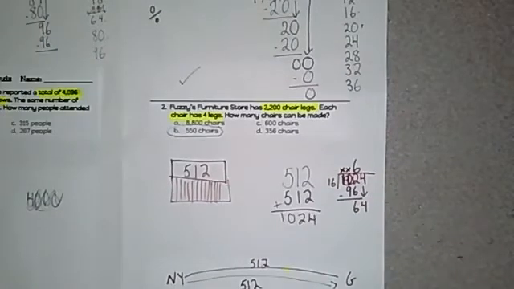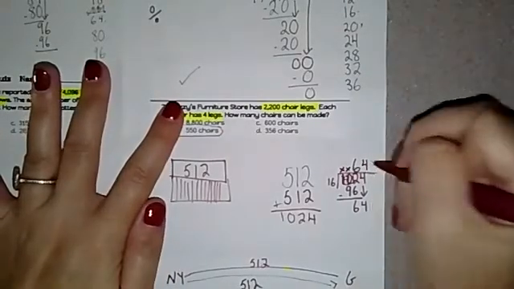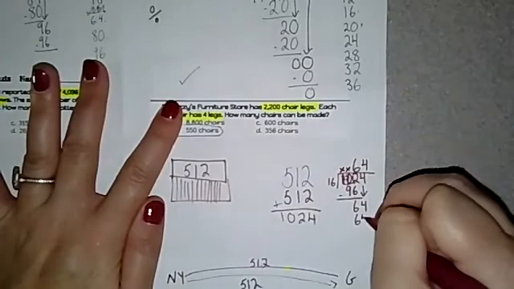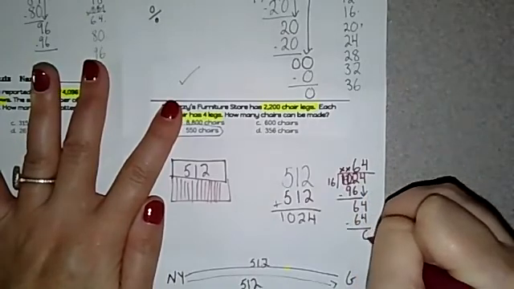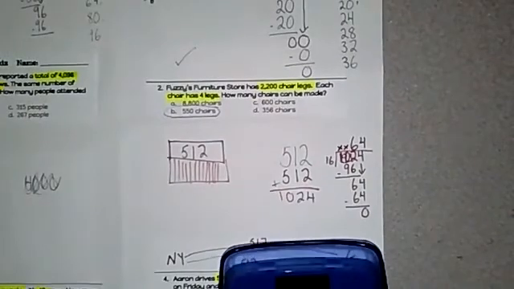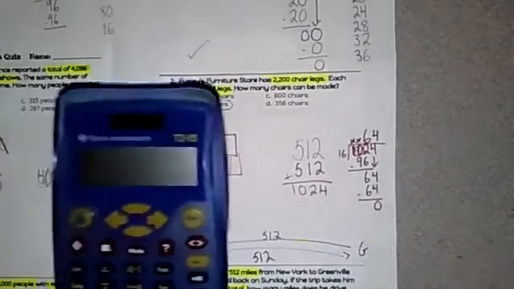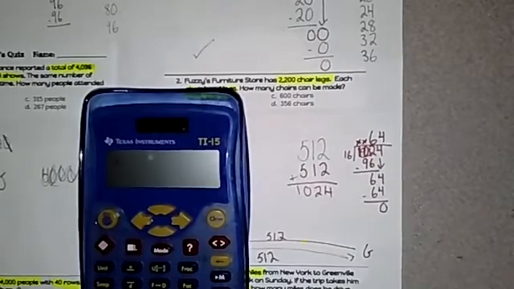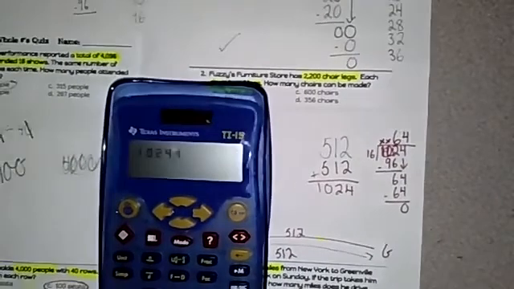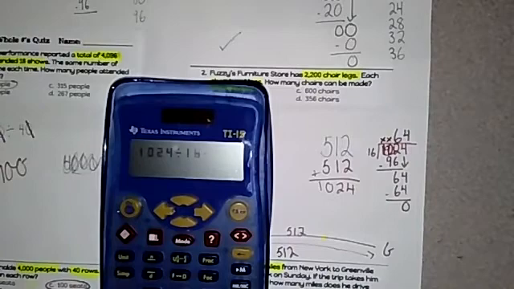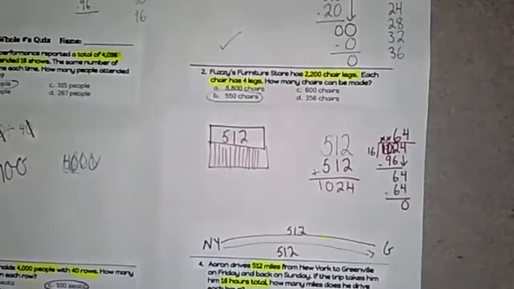All right, Evan, how many 16s are in 64? There are 1, 2, 3, 4. Very good. Put your 4 up top. 4 times 16 is 64, and when you subtract, you get a 0. Use your calculator to see if you are right. Take 1,024, INT divide by 16, and you get 64 remainder 0.